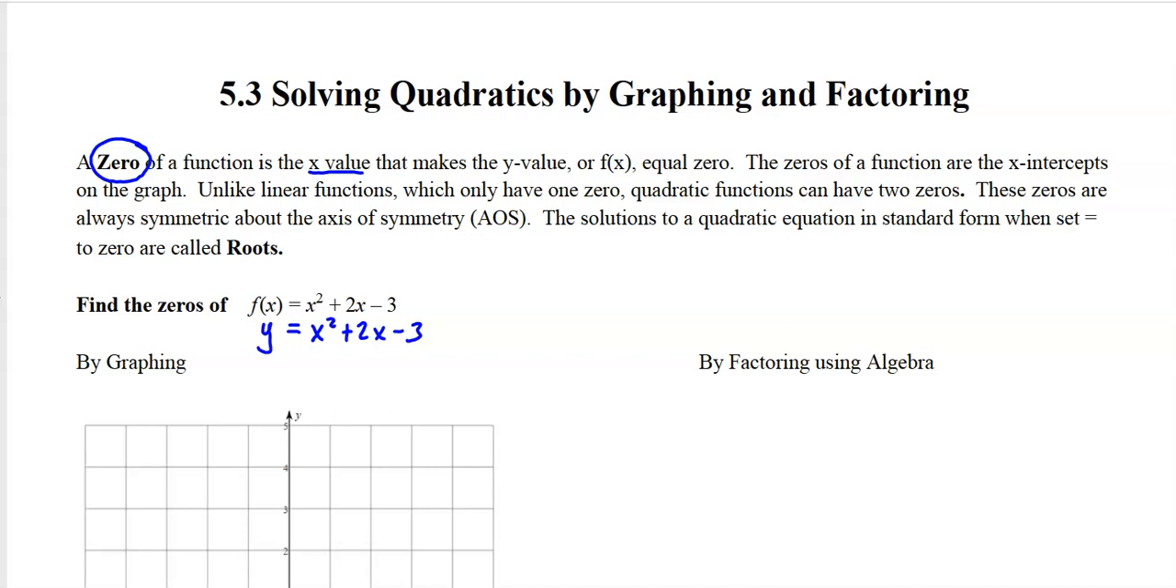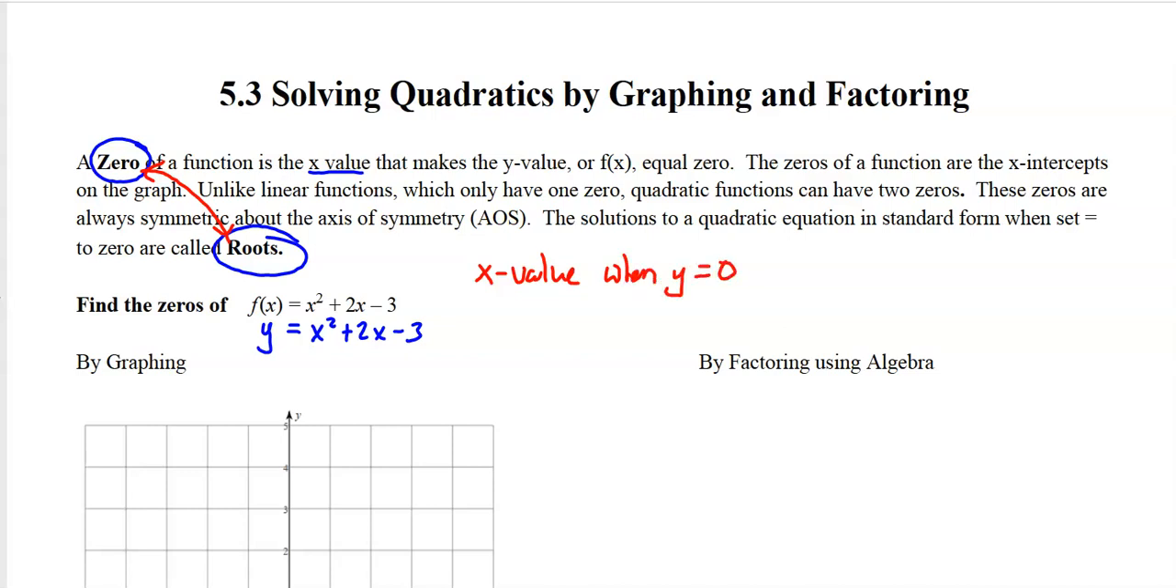These zeros are always symmetric about the axis of symmetry. And the solutions to a quadratic equation in standard form, when you set them equal to 0, are called roots. So pretty much these two words a lot of time get used interchangeably. I think roots are when you're referring to the algebra part of it, and zeros are when you're referring to the graph. But you can think of these two as one and the same. They're basically the x value when y equals 0. So that's how you want to think about it. X value when y equals 0.